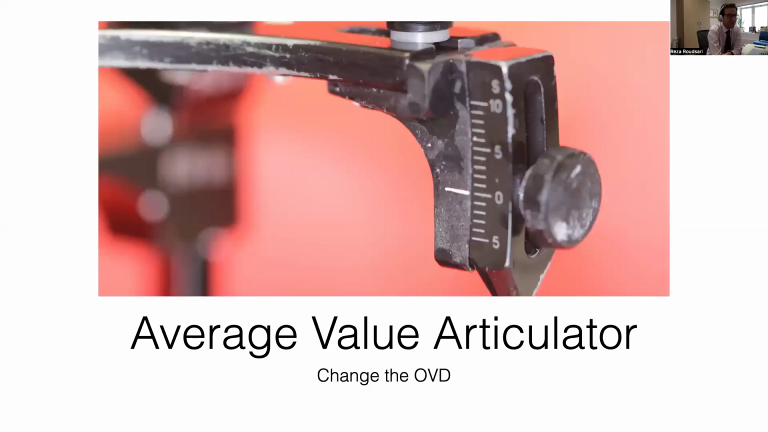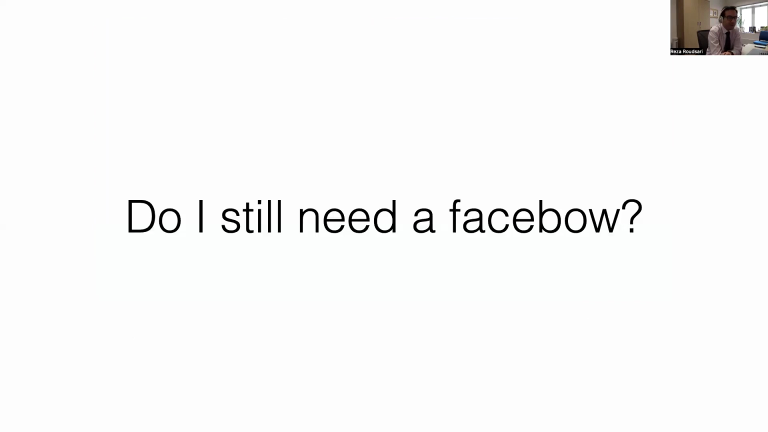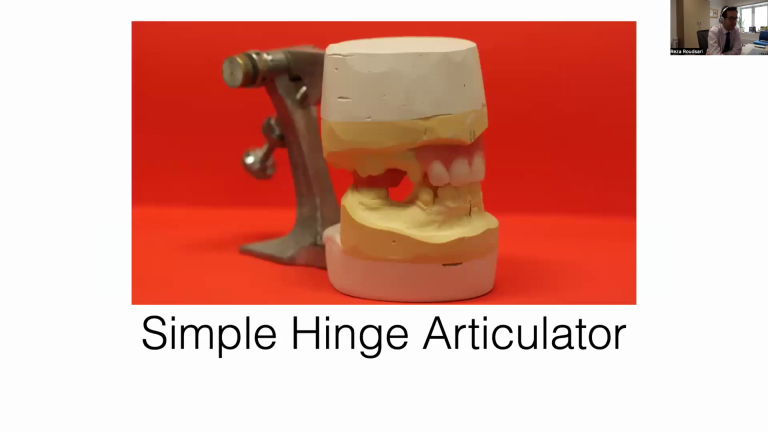So essentially, the only thing you have access to change is your OVD, by moving your incisal pin up and down, but you can't do anything with the condyles. So it is what it is. So the question is, do you need a Facebow? To be honest, yes. If you take a Facebow, you would at least have the maxillary plane transferred well. So if you're doing more than 2 single crowns, I always suggest that you definitely do a Facebow.